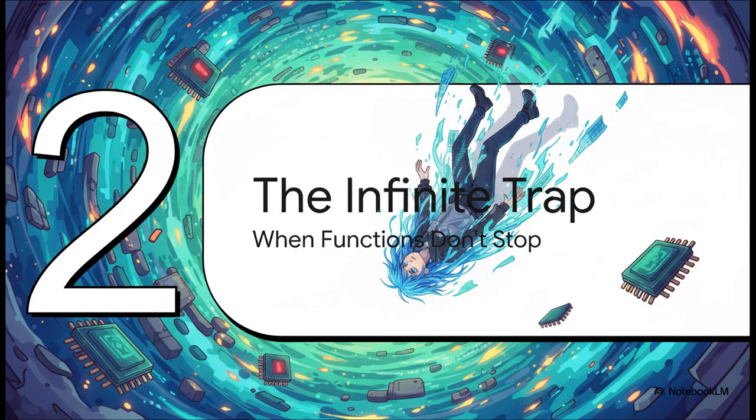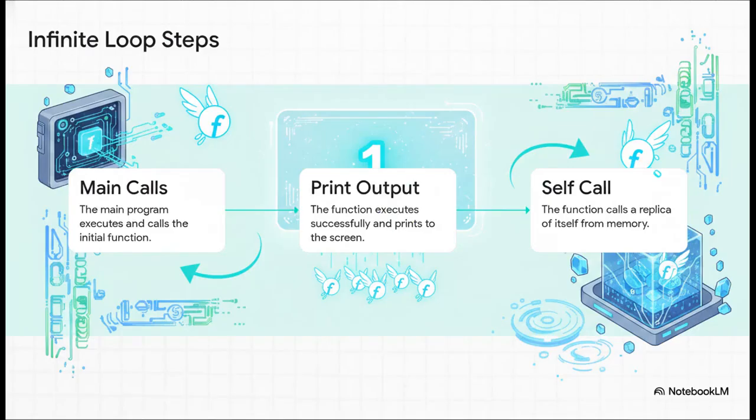Let's look at what happens in your computer's memory when a function literally forgets to stop. Imagine you've got a super simple function, let's just call it f. Your main program runs it. Inside f, it prints the number 1 to the screen. Pretty easy, right? But immediately after printing, the very next line calls a replica of f again. And because the function is actively open in your memory, it jumps right back up to the top, prints 1 again, and hits that call again. It's basically a localized Groundhog Day for your processor.